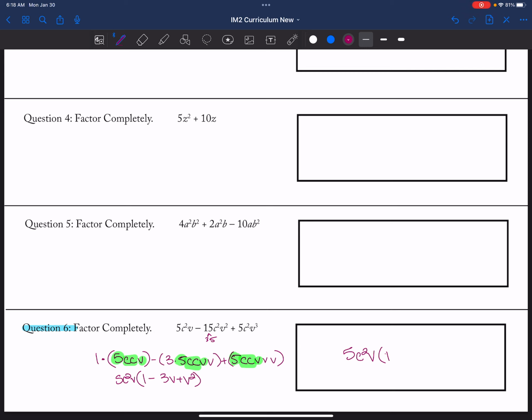And then I'm left with, gosh, my handwriting is so bad right now. 5c squared v, 1 minus 3v plus v squared.